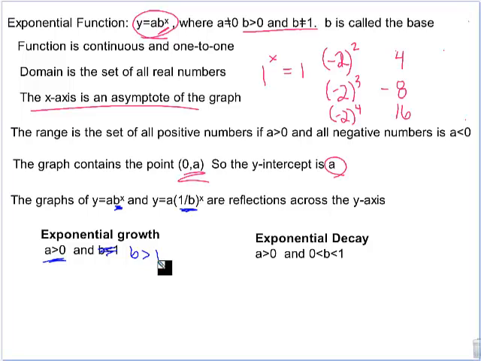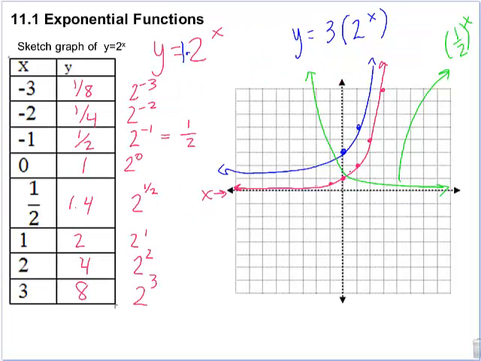For it to be exponential decay, your a is still greater than 0, but this time your b value lies in between 0 and 1, so it's some sort of fraction or decimal, like a half, a third, a fourth, something like that. And then we would have decay, which would be like this green line. That's a decaying line because it's going down.